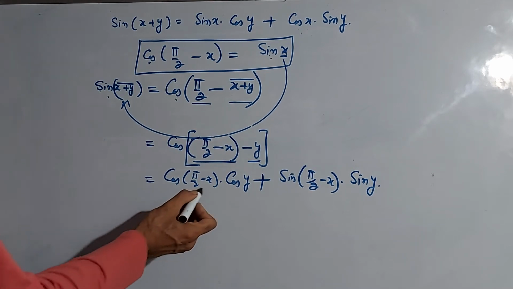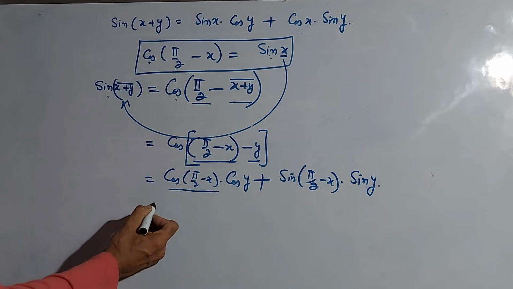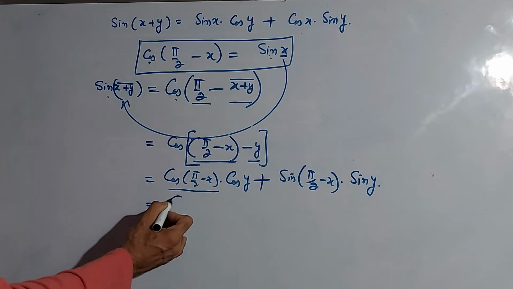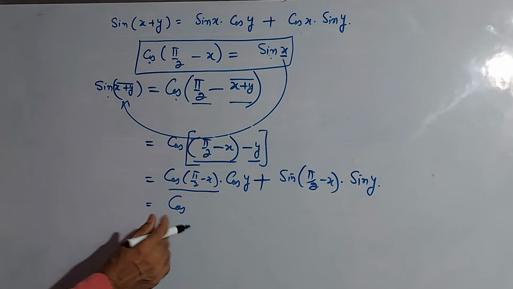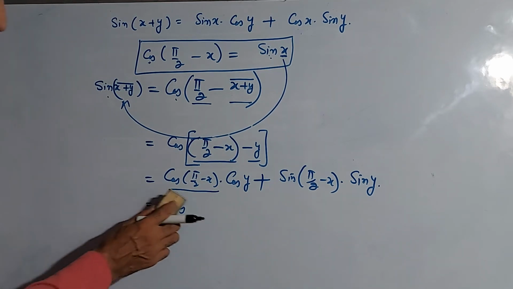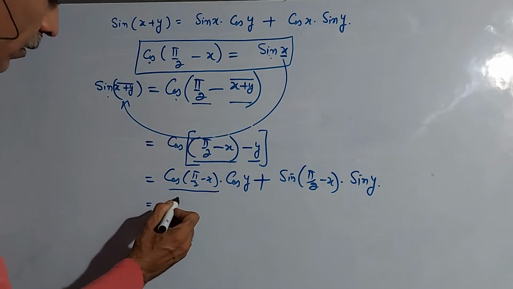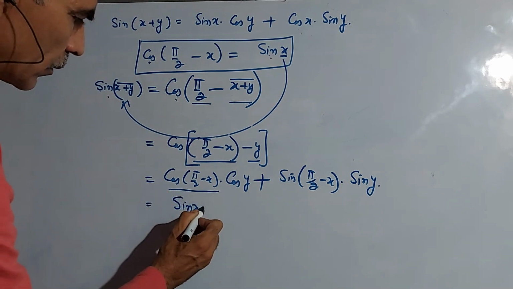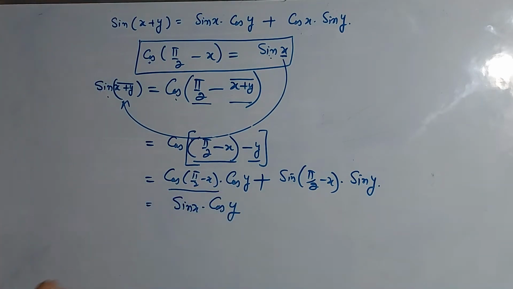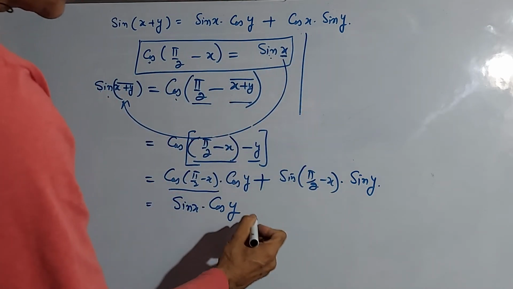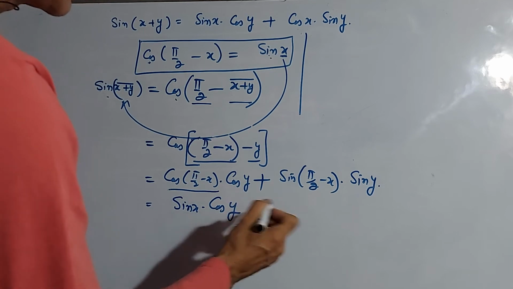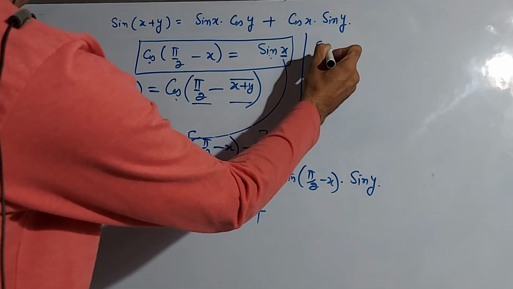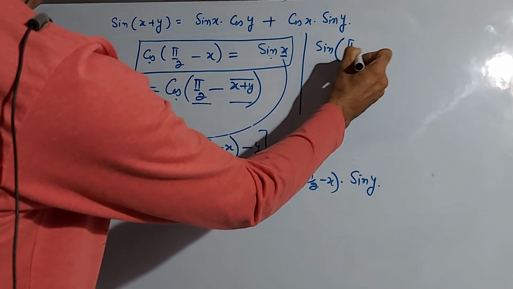Now see, what is this? Cos of pi by 2 minus x is in the first quadrant, which means this is equal to sine x. So cos(pi by 2 minus x) is sine x, into cos y, with the help of this. And second, see here, plus we can write sine of pi by 2 minus x.